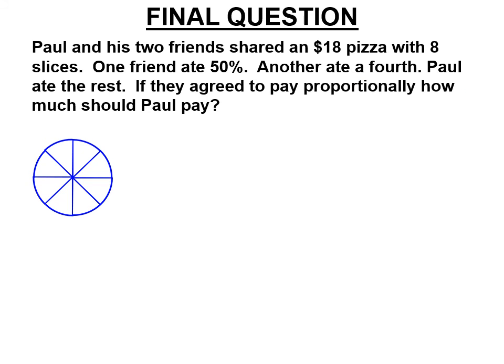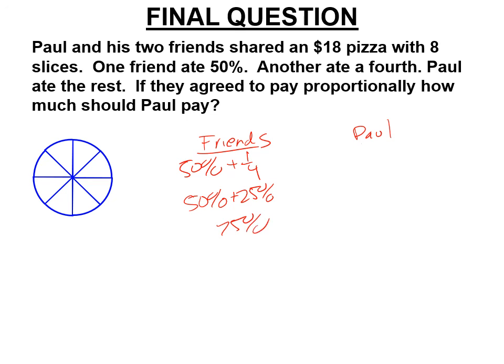Paul and his 2 friends shared an $18 pizza with 8 slices. One friend ate 50%. So let's do the friends over here. One friend did 50%. Another ate 1/4. Paul ate the rest. If they agreed to pay proportionally, how much should Paul pay? Well, 1/4 is 25%. So they ate 75%. So Paul ate 25%. So Paul ate 1/4 of the $18 pizza.